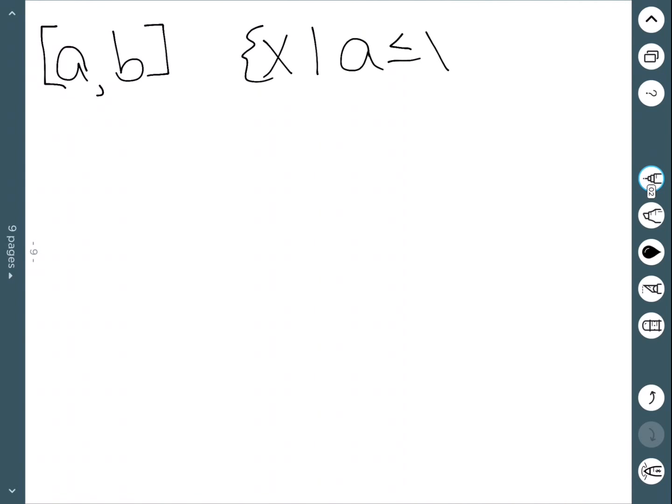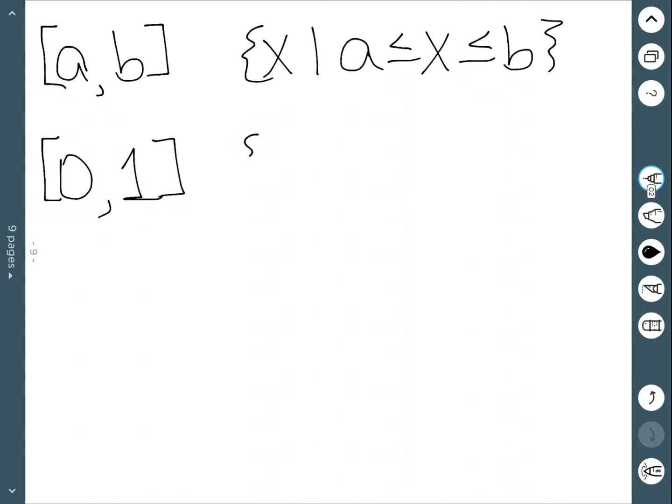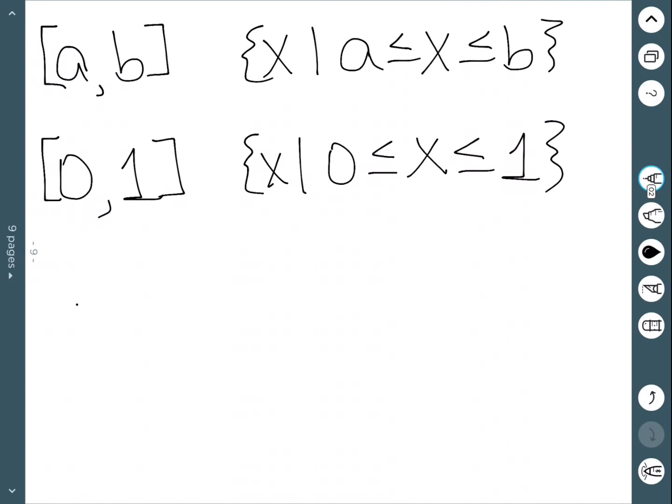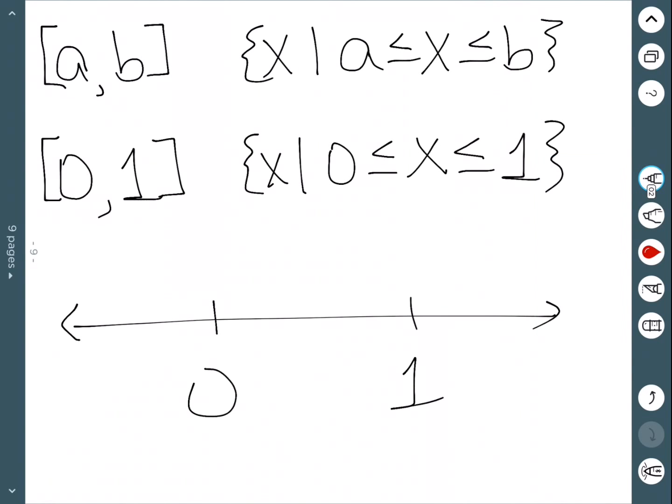We could also want to include both endpoints, so square brackets on both of these. The set of all x such that x is greater than or equal to a and less than or equal to b. As an example, the interval 0 to 1. These are all the numbers greater than or equal to 0 and less than or equal to 1. So we're considering all the numbers between 0 and 1, including 0 and 1. On my number line, we would use either square brackets or closed dots on both of these, and then shade in the middle.